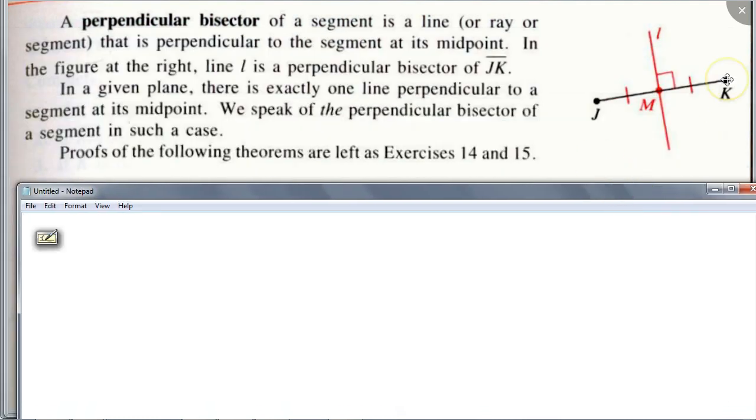By the way, in this picture, which one is the perpendicular bisector? The line L or JK? Raise your hand if you think it's JK. The perpendicular bisector is the JK. How many people think it's the line L? You guys are correct. It is the line L that is perpendicular.